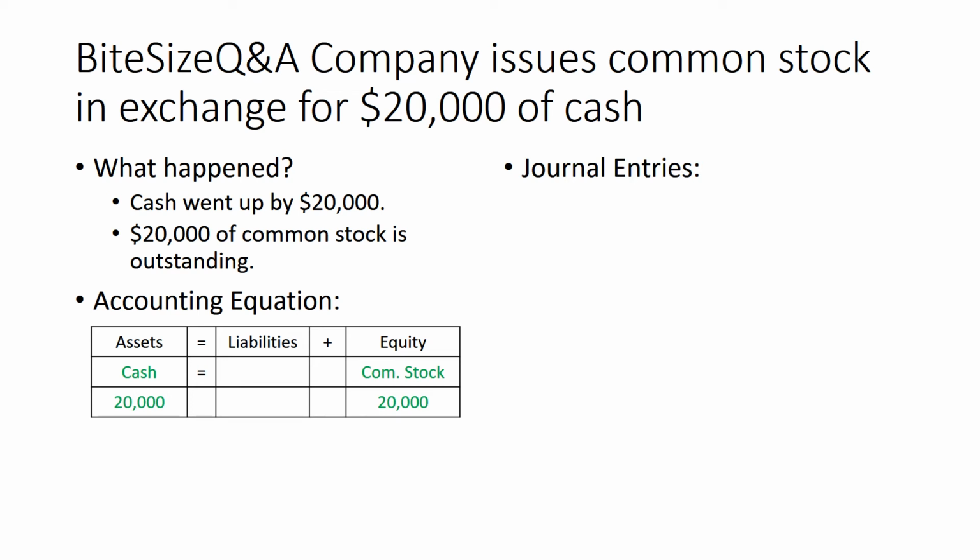Since cash went up by $20,000, we'll debit cash by $20,000, and we have common stock going up by $20,000 as well, so we'll credit common stock.